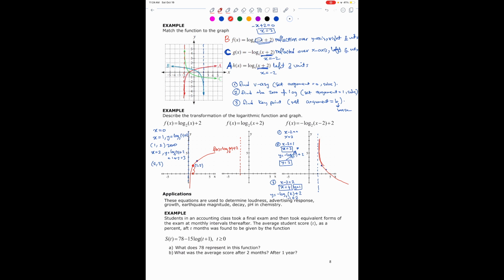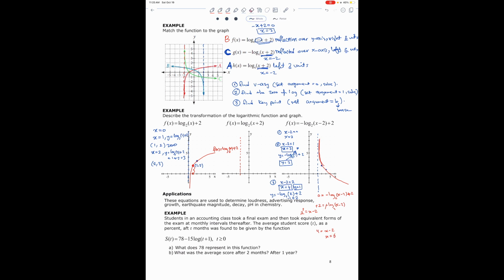If we find the x-intercept, we're going to set 0 equals negative log base 2 of x minus 2, plus 2. That will lead to negative 2 equals negative log base 2 of x minus 2. Negative is going to cancel with negative. So in this case, we have base raised to the answer equals x minus 2. If we solve, we get 4 equals x minus 2. That is x equals 6.